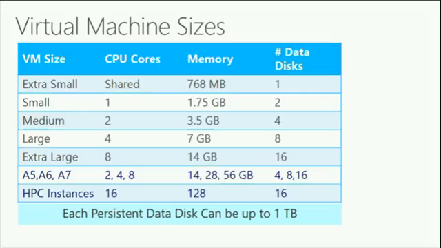So we have some new HPC instances that are coming out that have 16 Sandy Bridge cores and 128 gigabytes of RAM, and you'll be able to attach 16 terabytes. So if you're doing scientific computation, these would be the kind of machines that you probably would be using.